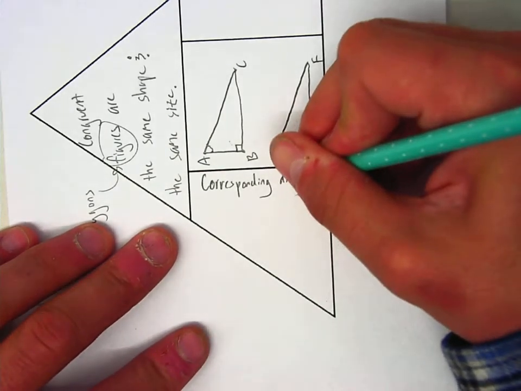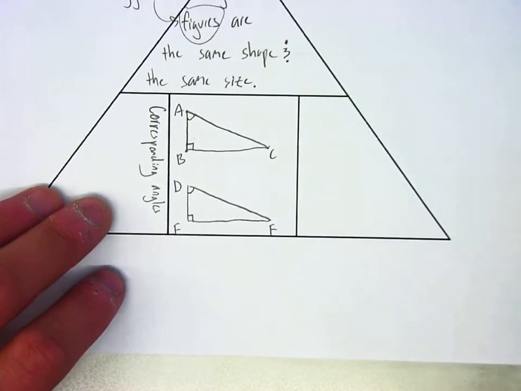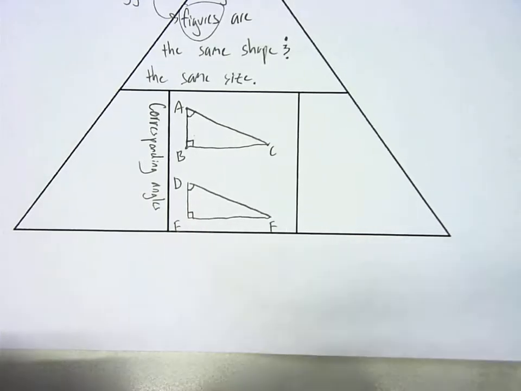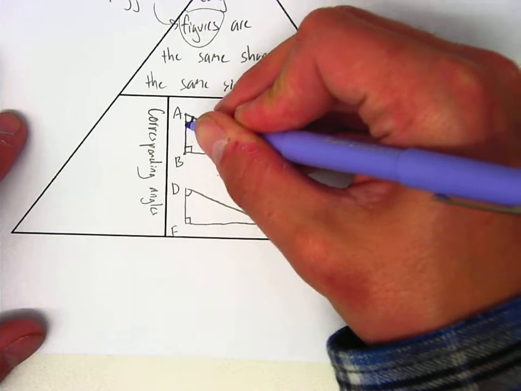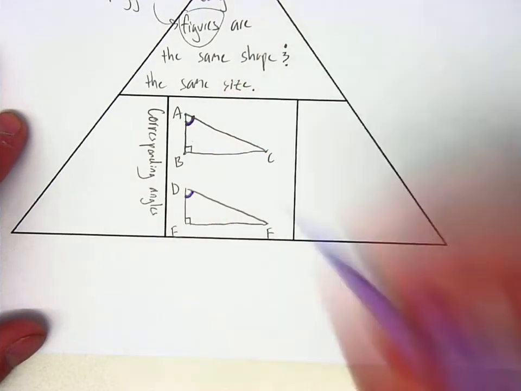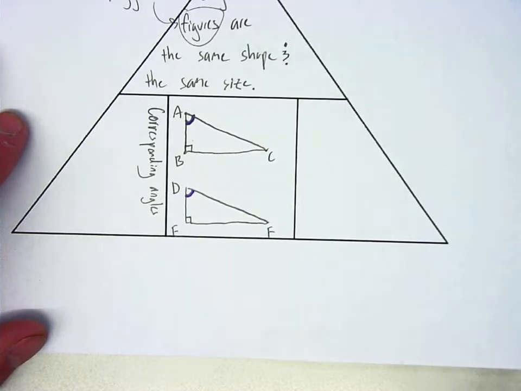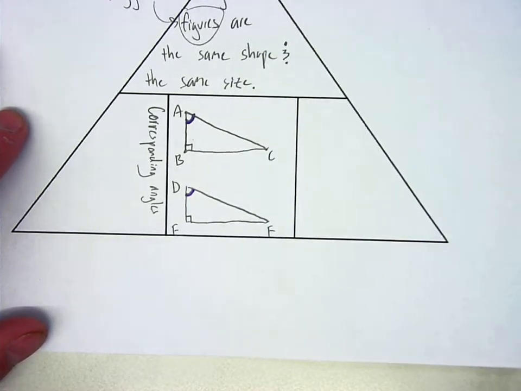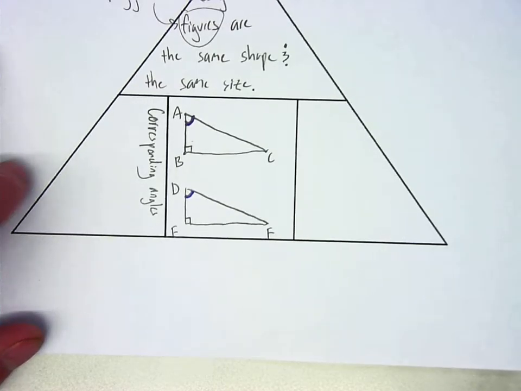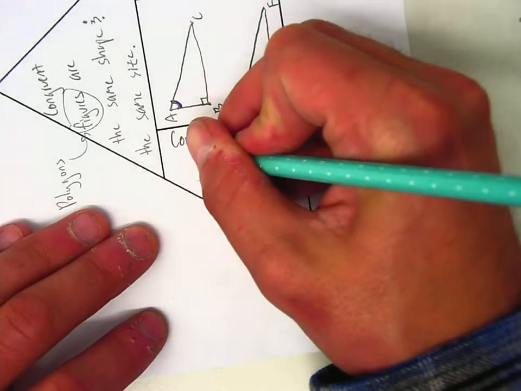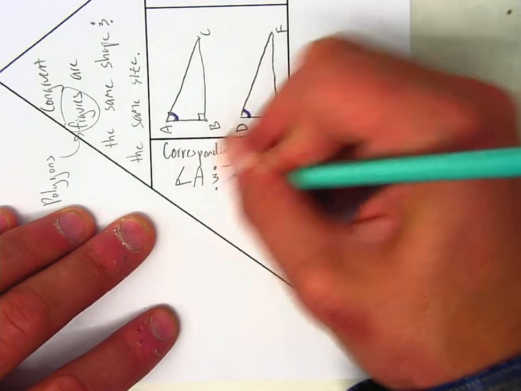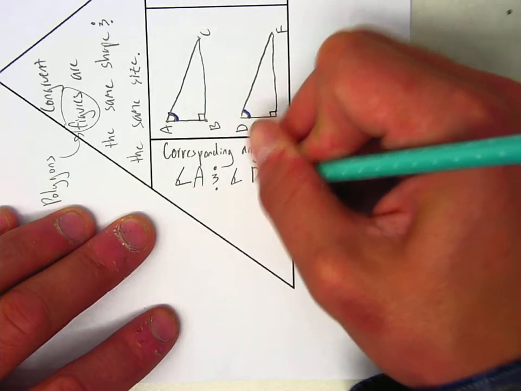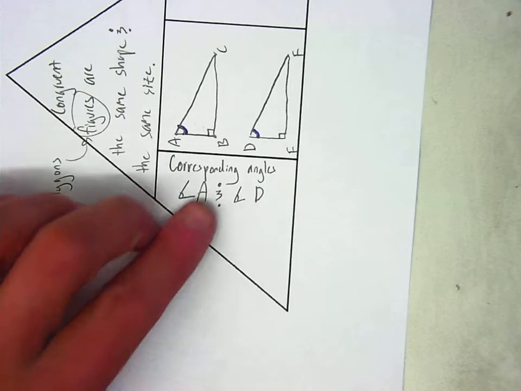Corresponding angles. Corresponding angles just means our angles in congruent shapes that match. So an example of that here would be, and I'm going to use my color here, like angle A and angle D. So the matching angles in congruent shapes, those we say are corresponding angles. And to write that down, I would use my little angle symbol: angle A and angle D are corresponding angles.